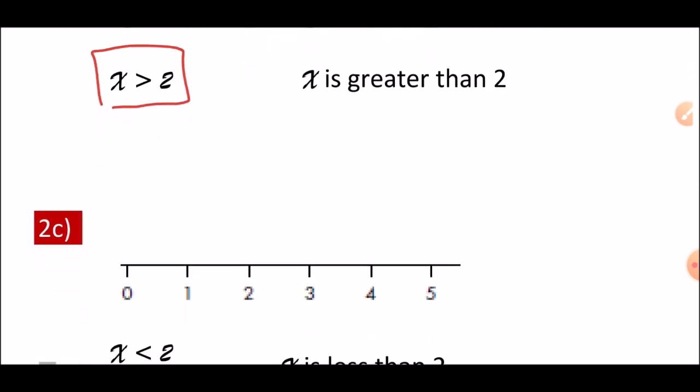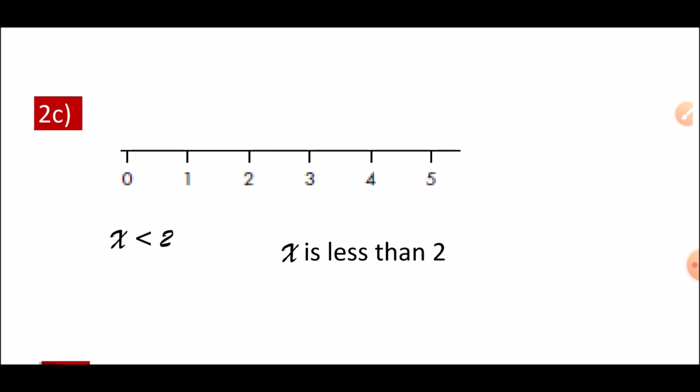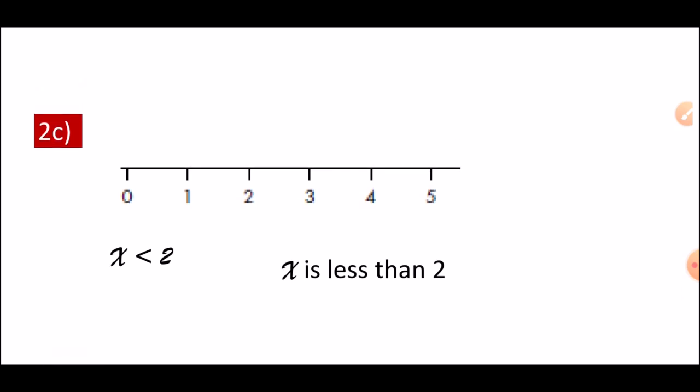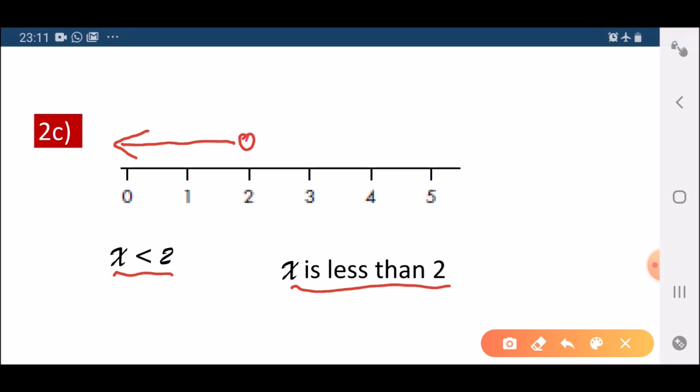Right. What if they said x is less than 2? So this sign here now means x has to be less than 2. So I've written it in words here: x is less than 2. So again, 2 is here, and these are all the numbers that are less than 2 in this direction. Notice that I have not shaded this in, because the question says x is less than 2. It didn't say x is equal to 2.